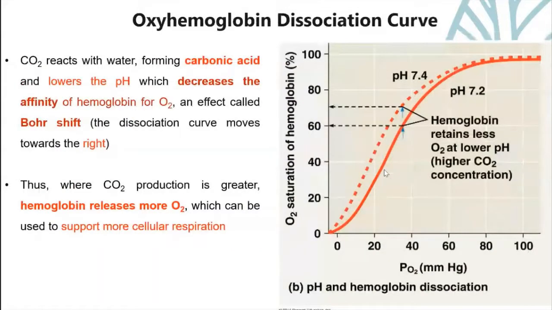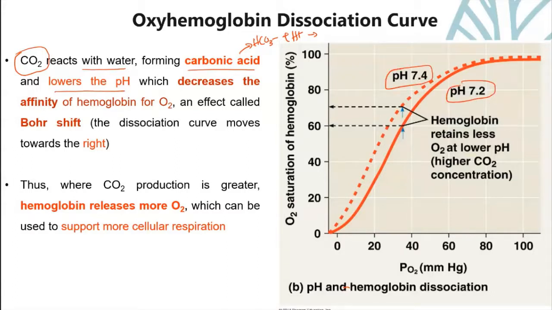Okay, so kita dah tahu kan carbon dioxide reacts with water to form carbonic acid. Carbonic acid dia akan split jadi bicarbonate ion, HCO3 minus kan, and also hydrogen ion. The presence of hydrogen ion will cause the blood to be acidic. So this lowers the pH. Normally is 7.4, it becomes 7.2.